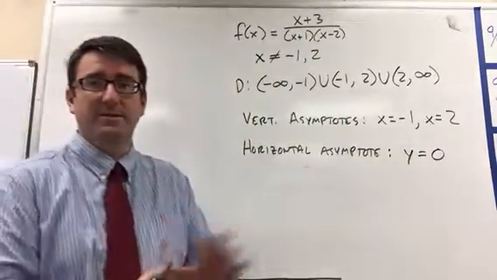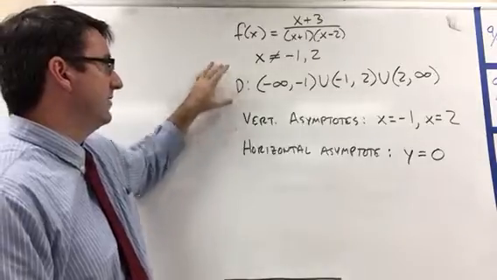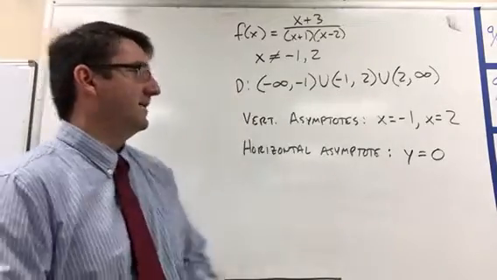And that's all they asked us to do. They didn't ask us to graph this. They just said find the domain, the vertical asymptotes, and the horizontal asymptote.